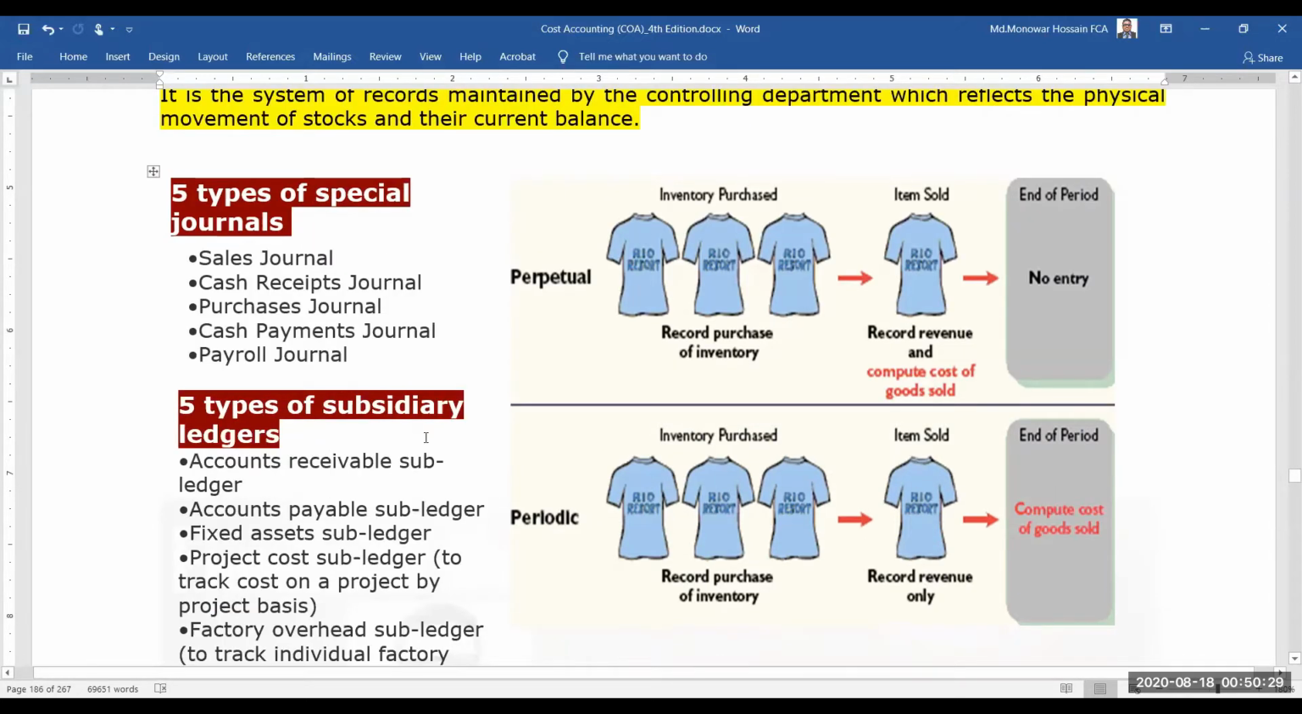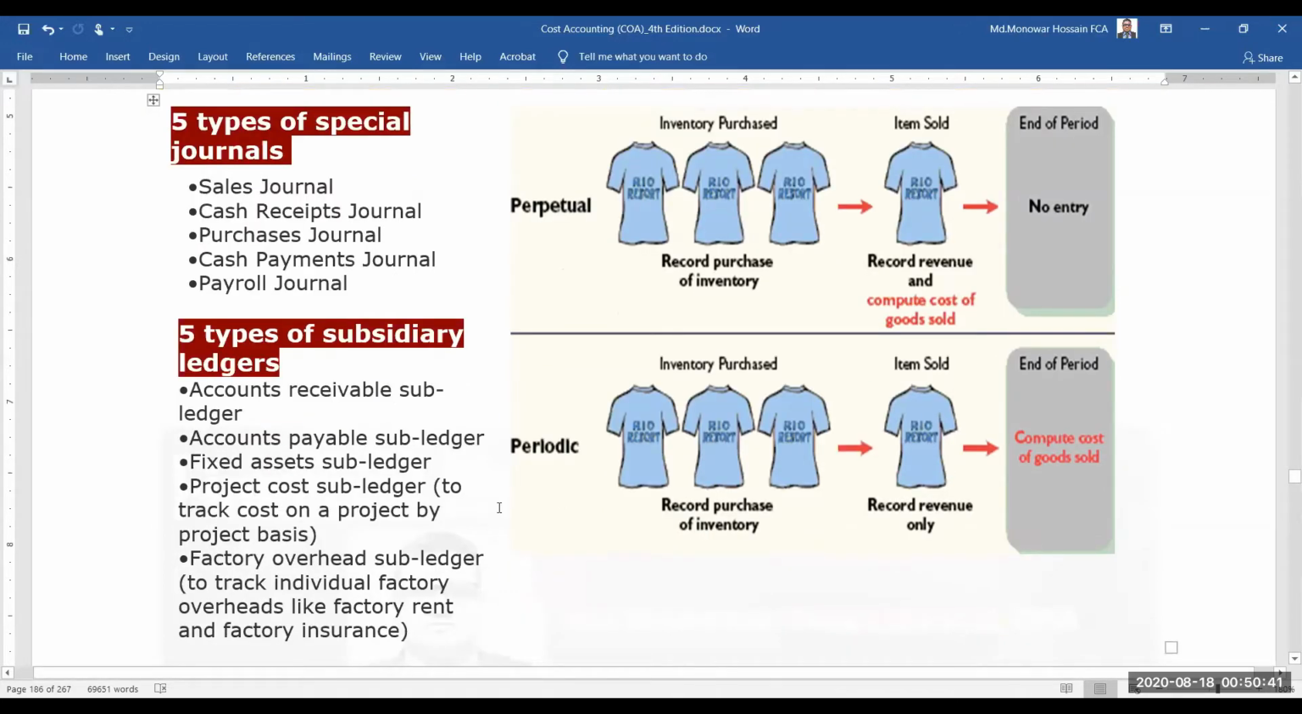There are 5 types of special journals here: sales journal, cash receipt journal, purchase journal, cash payment journal, and payroll journal. And there are 5 types of subsidiary ledgers: accounts receivable subledger, accounts payable subledger, fixed asset subledger, project cost ledger, and factory overhead subledger.